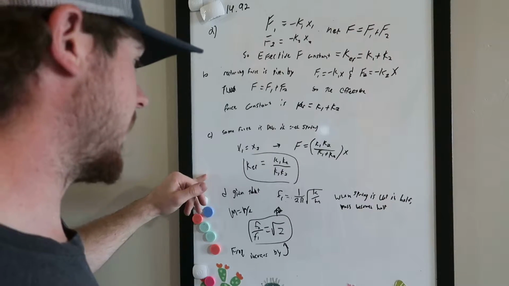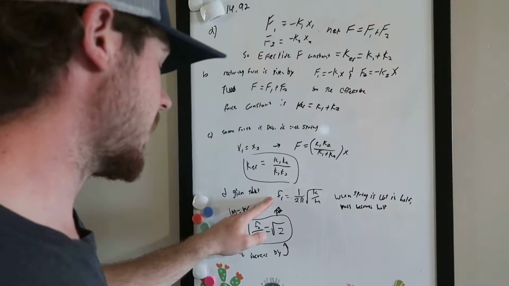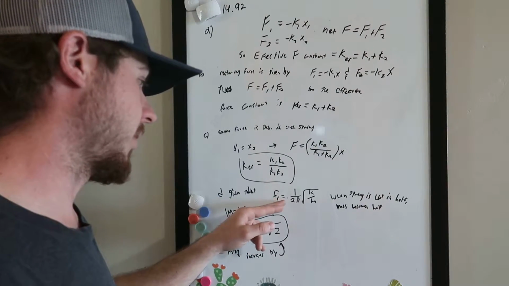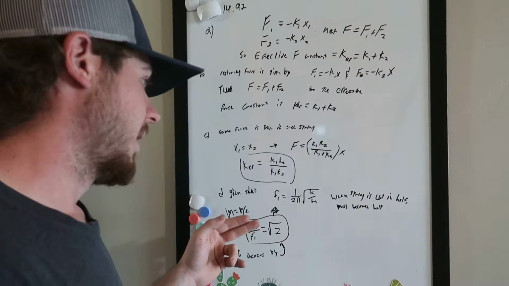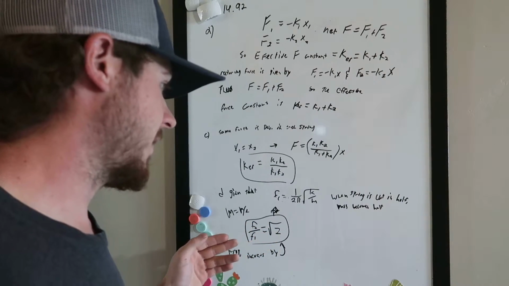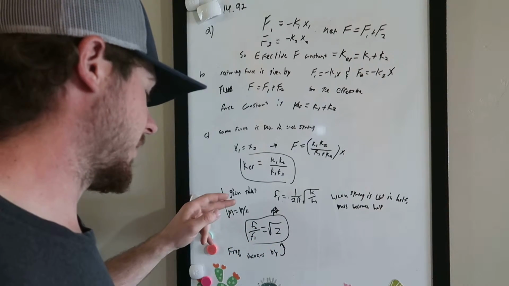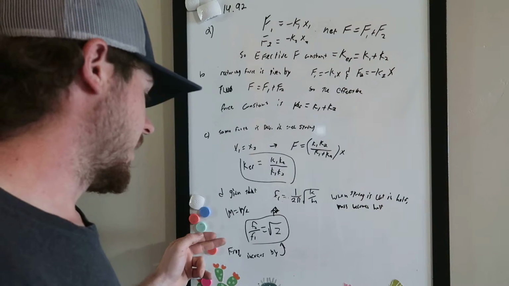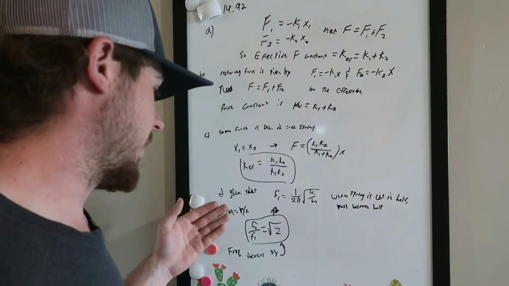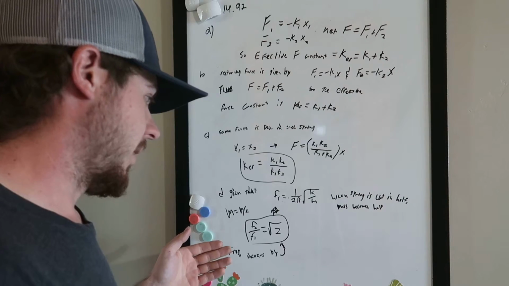D, given that the frequency is equal to 1 over 2 pi multiplied by the square root of K over m. When the spring is cut in half, its mass becomes half, and so mass is going to be equal to m over 2. And so our frequency increases by the square root of 2.